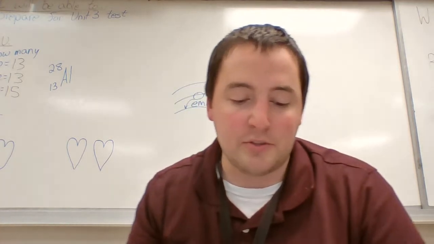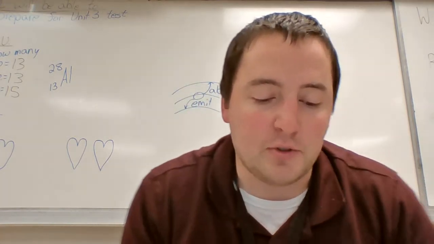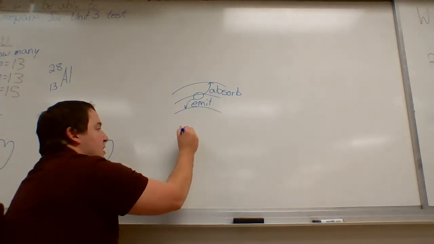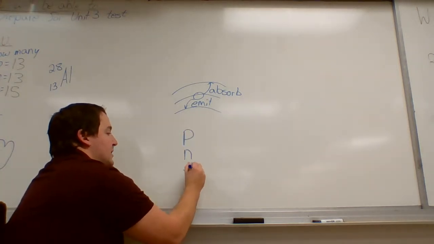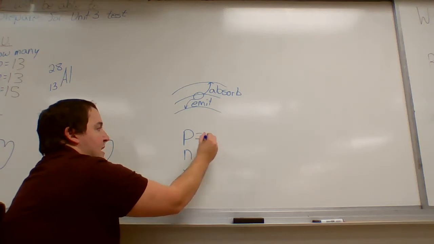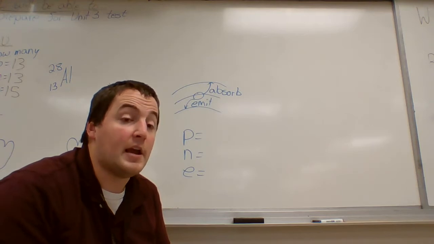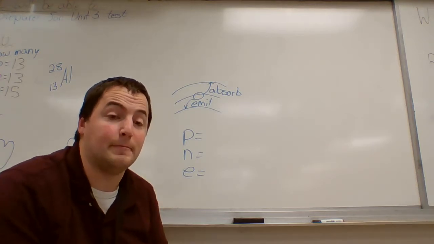All right, so that's 21 through 24. It takes us up to number 18. Number 18 is asking how many protons, neutrons, and electrons chlorine 37 has. Well, the first thing you need to do is find chlorine on the periodic table. And if you find it, it's number 17.